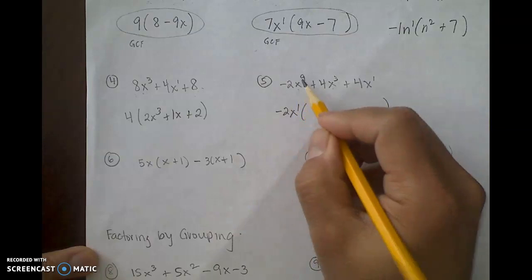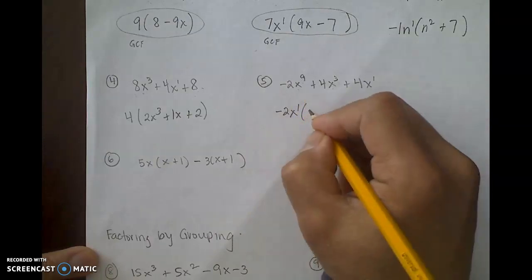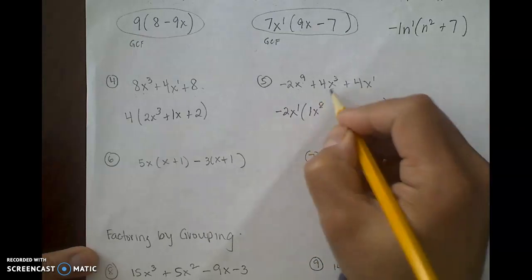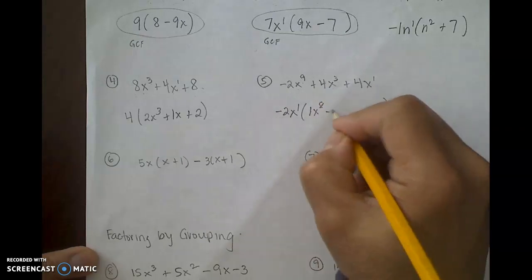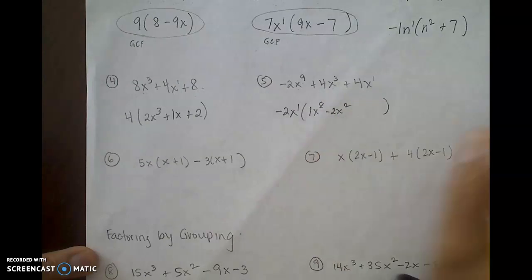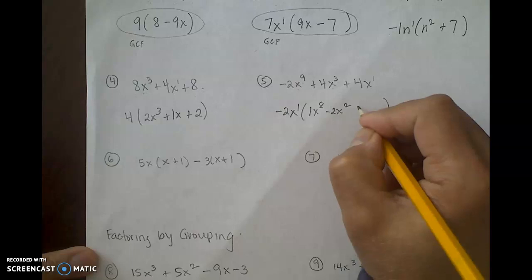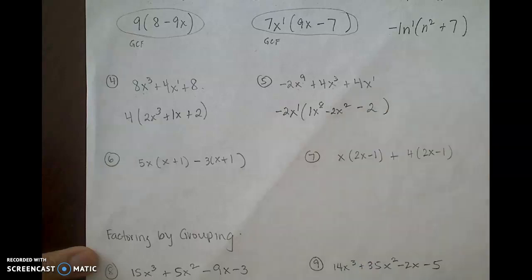Negative 2x to the 9th divided by negative 2x is 1x to the 8th. 4x cubed divided by negative 2x, negative 2x squared. And positive 4x divided by negative 2x is going to be negative 2.